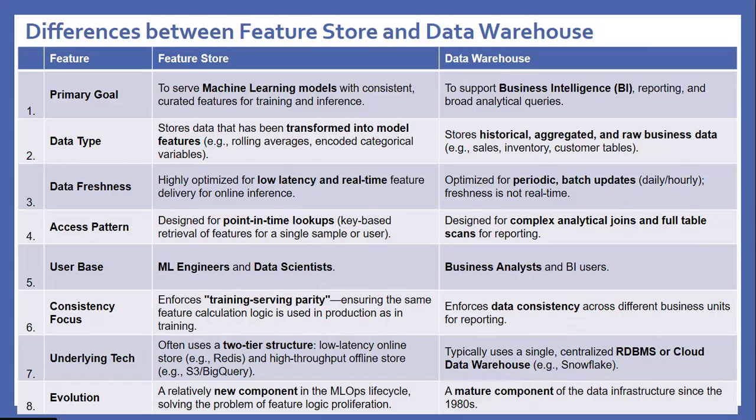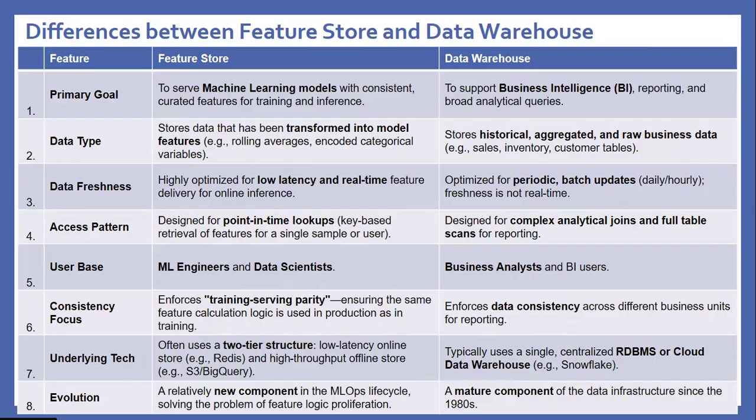Data freshness: feature store is highly optimized for low latency and real-time feature delivery. Data warehouse is optimized for periodic batch updates, daily or hourly freshness, not real-time. Access pattern: feature store is designed for point in time lookup, key based retrieval of features for a single sample or user. Data warehouse is designed for complex analytical joins and full table scans for reporting. User base: feature store, ML engineers and data scientists. Data warehouse, business analysts and BI users.